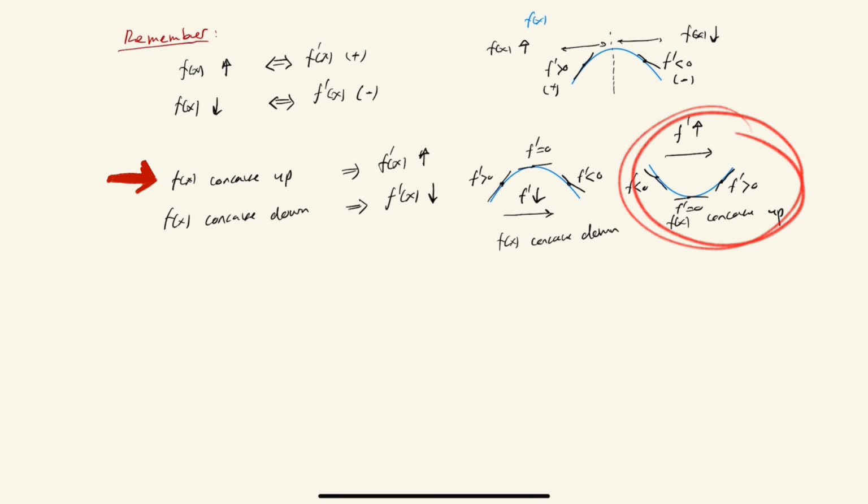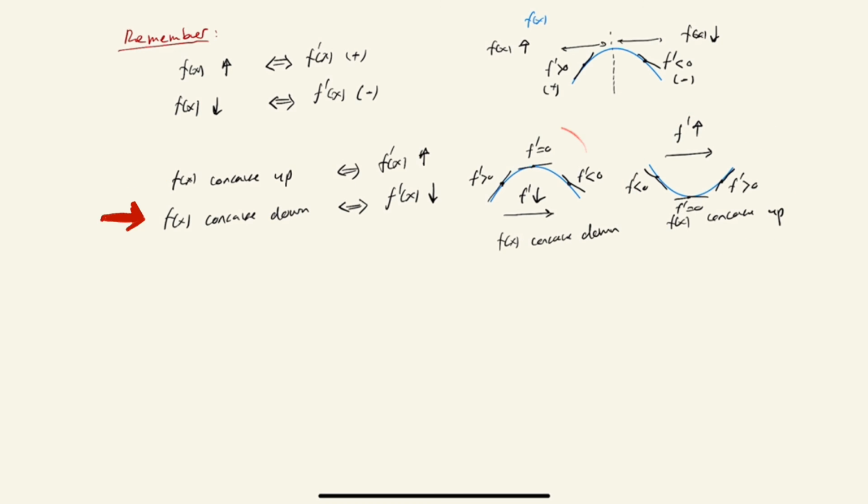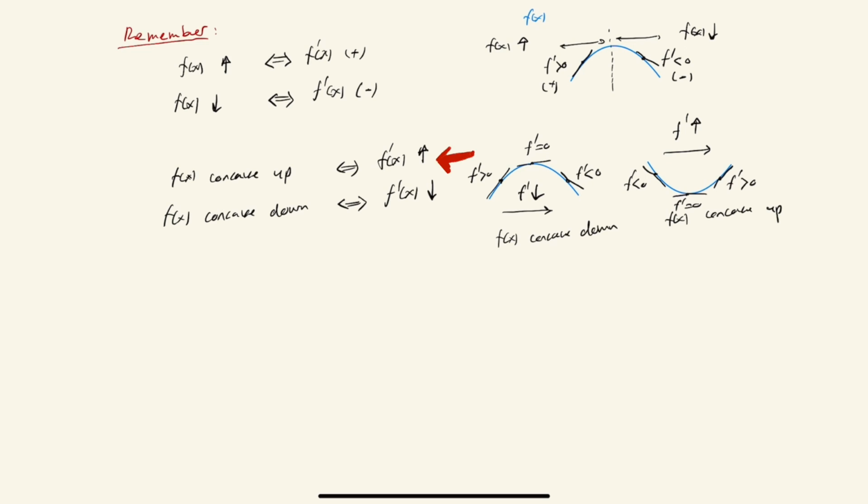Therefore, when f of x is concave up, f prime of x is increasing, and then when f of x is concave down, f prime of x is decreasing. It's also the other way around. So if f prime of x is increasing, this means the antiderivative f of x is concave up.